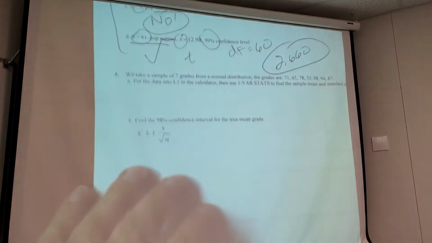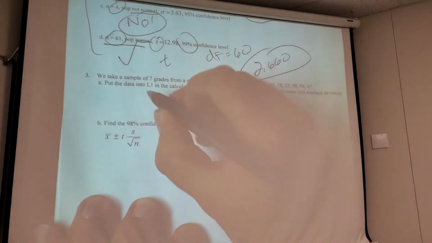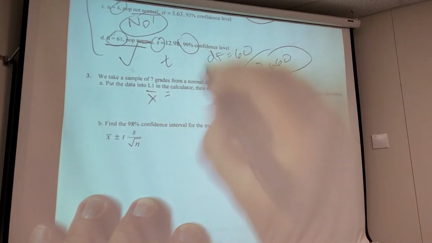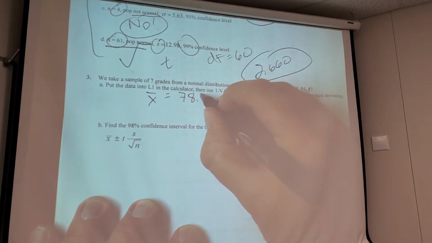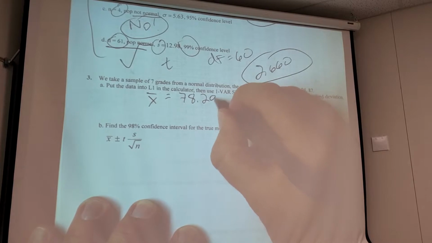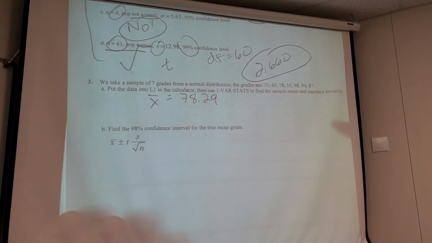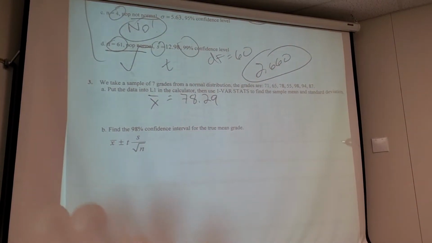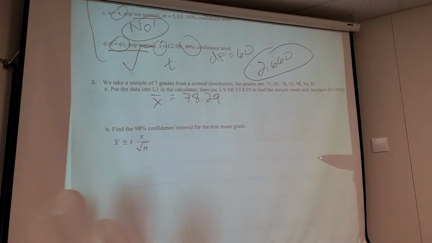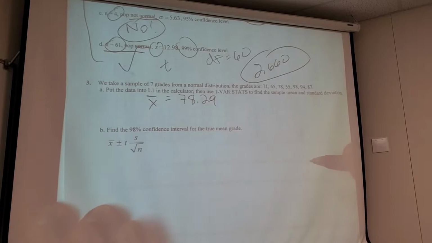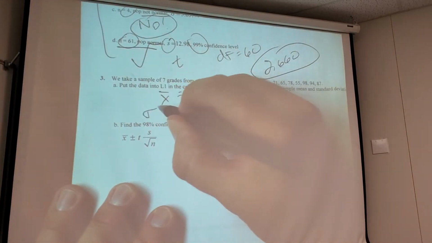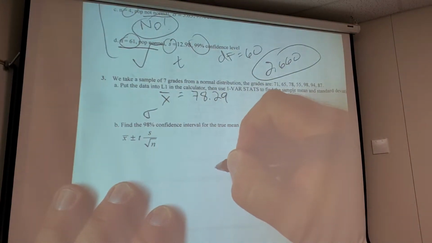Number 3 is finally a full-fledged problem. What did you guys get for the sample mean here? 2.86, so let's say 2.829. I like it. I'll tell you on a test how much to round to because it's not always obvious. If you make it 3 places, it's fine too. Do I use this? No. Why not?